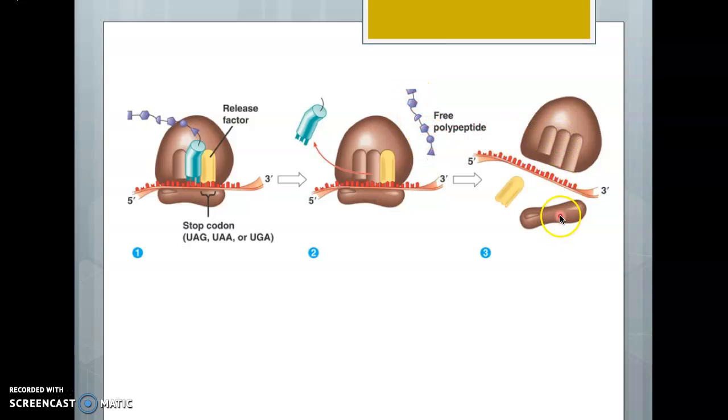The large subunit and the small subunit of the ribosome break apart. The release factor goes on its merry way, and the messenger RNA is released. And depending on what type of messenger RNA this is, that messenger RNA could be translated again. It could be broken down into parts and recycled, or it could be used just a couple more times, making the protein for a short period of time. All right, so that is translation.